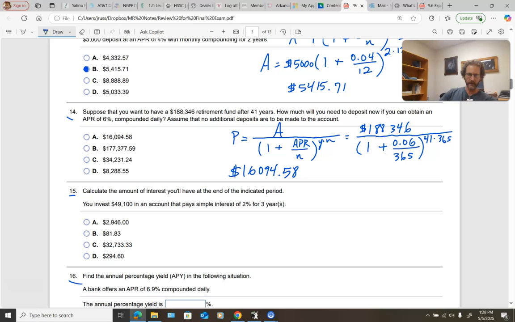$16,094.58, okay. Which would be choice A. And the thing is, guys, like I said, 6% is not a bad rate. That's actually fairly decent. And for 41 years, that's that power of compounding. But if you could deposit this right now, in 41 years, or whenever you retire, you'd have this much. Now, this isn't really all that realistic, because if all you have when you get ready to retire is this much, you're not going to be able to make it.